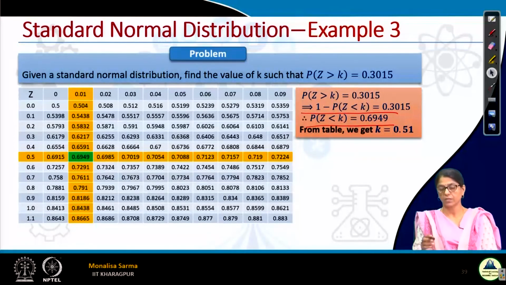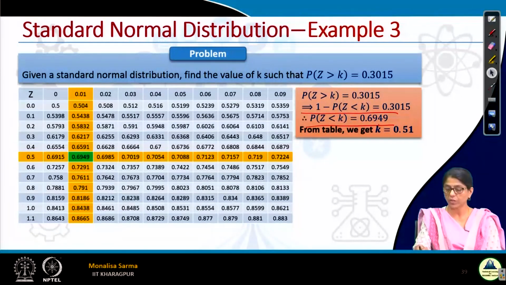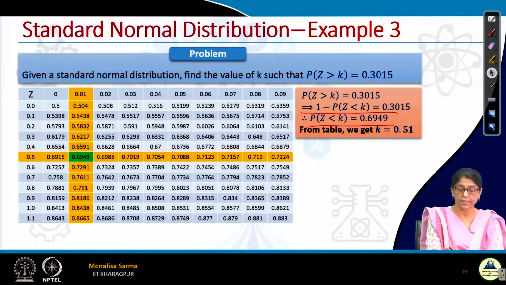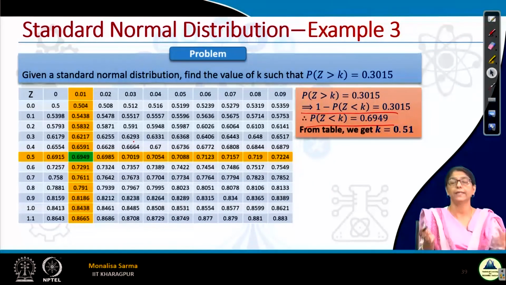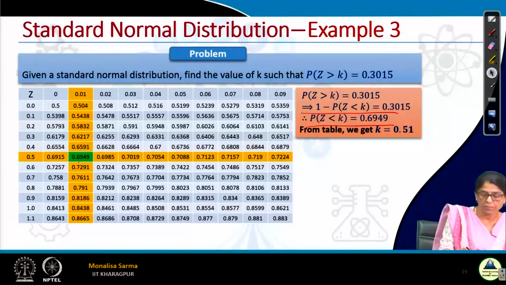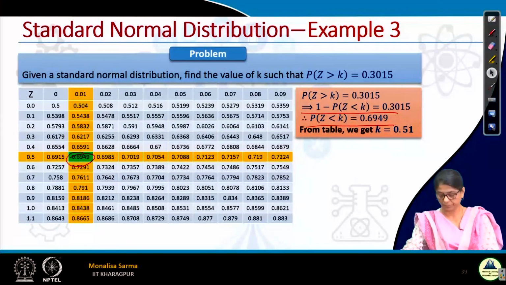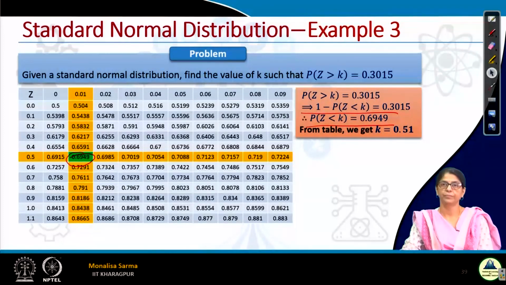Now, what is the value of k corresponding to this area? All the entries in the table are nothing but the area under this curve. So, here it is 0.6949. I found 0.6949 is this value. So, what is corresponding to 0.6949? Here it is 0.5, here it is 0.01, that means 0.51. My k value is 0.51. Fine.